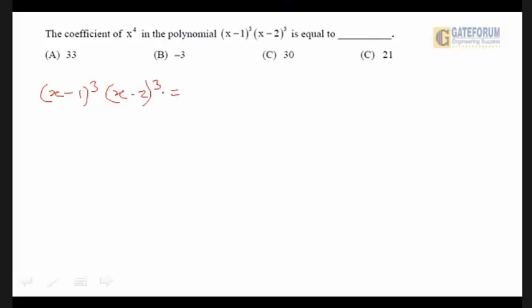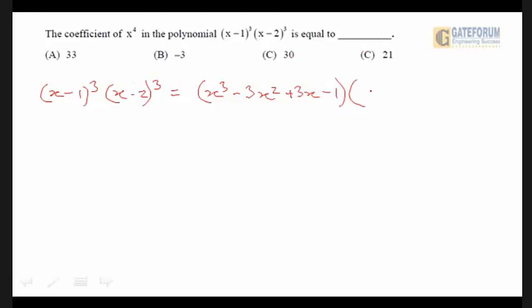So (x minus 1) whole cube, we can write it as x cube minus 3x square into 1. I hope you understand. So let us write 3x square only, plus 3x into 1 square. So let us write it as plus 3x, and of course minus 1 cube. So let us write it as minus 1. I hope you all remember (a minus b) whole cube is a cube minus 3a square b plus 3ab square minus b cube. And the same will follow here.